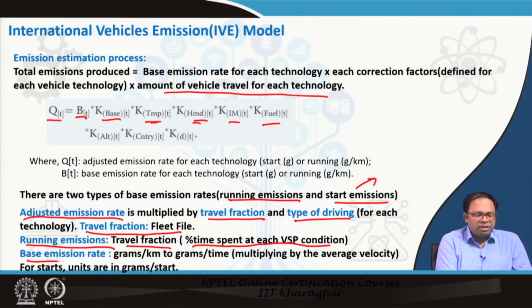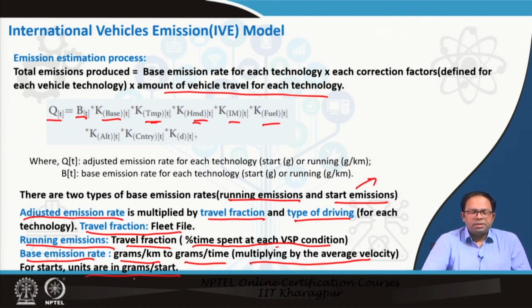And we have the base emission rate. Because of running emissions, we have to convert it from grams per kilometer to grams per time. Why? Because we have to multiply with the average velocity or speed in that particular driving condition. So we convert it into grams per time from grams per kilometer. And for vehicle starts, that means the start emissions, we just say the units are gram per start. Based on that, we measure how much the vehicle was operated in a particular way, so we measure the emission in gram per time, and for the number of starts, gram per start. So in total, we get the total amount of emission coming out from different vehicle types.